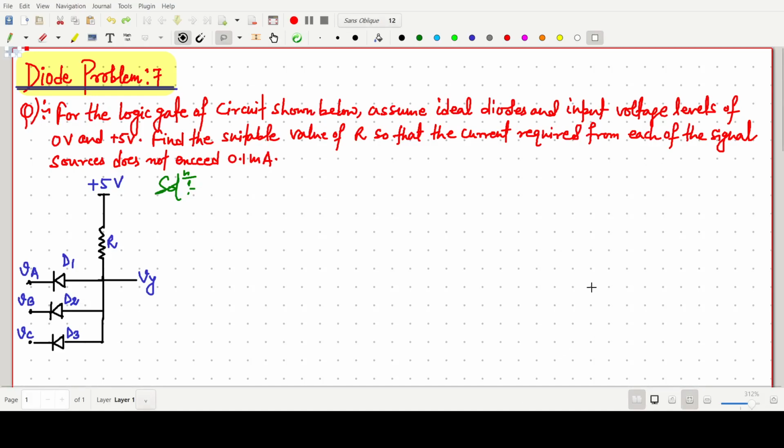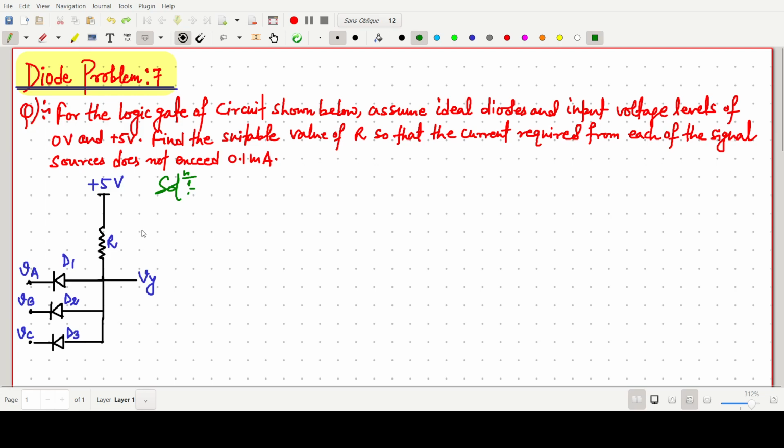Welcome everyone. In this video lecture, we will solve a diode-based numerical from the Microelectronics Circuits book. The question is: for the logic gate circuit shown below, which is basically a logic circuit, we will discuss which logic gate it is, and we have to assume ideal diodes and input voltage levels of 0 volt and plus 5 volt. Find the suitable value of R.